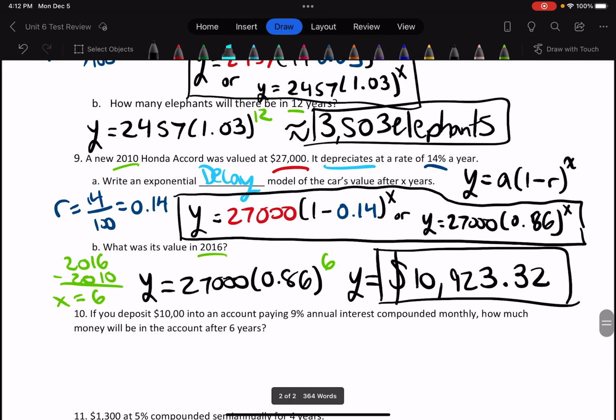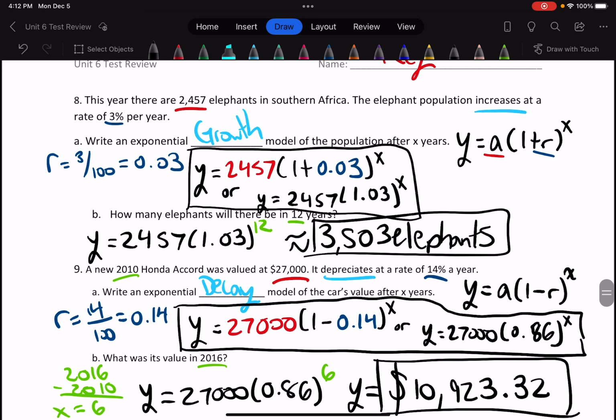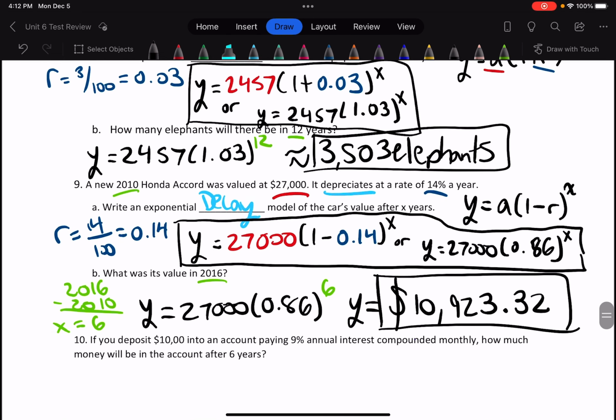And guys, we're going to stop there for some of these because now we're going to go into compound interest after these two problems. So we're going to take a pause here, look at the next video to look at some compound interest formulas.